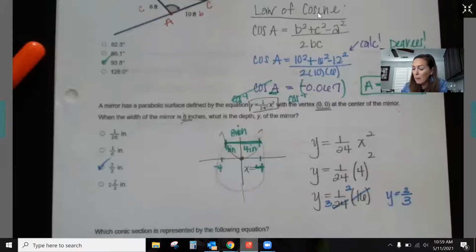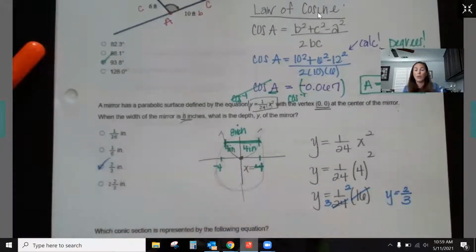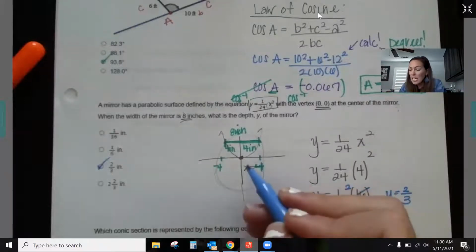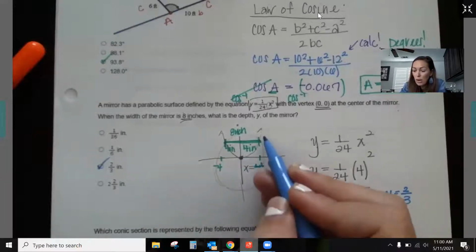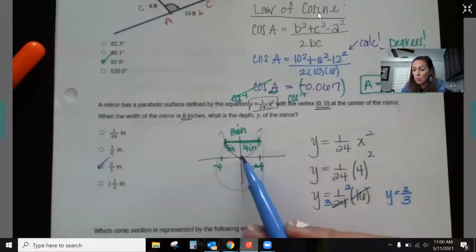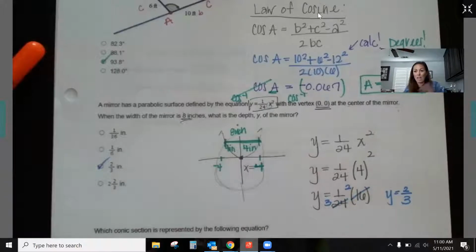So be careful, because if you use the value of 8, that was an error. If it said that your mirror was a width of 16 inches, then you would be using x equal to 8. It's from the center to where that width ends. So it's only going to be half of that value, not the entire width. So be careful. That's probably one of the biggest mistakes. And it's a rather simple problem because you just got to plug it in, but knowing what value to plug in.